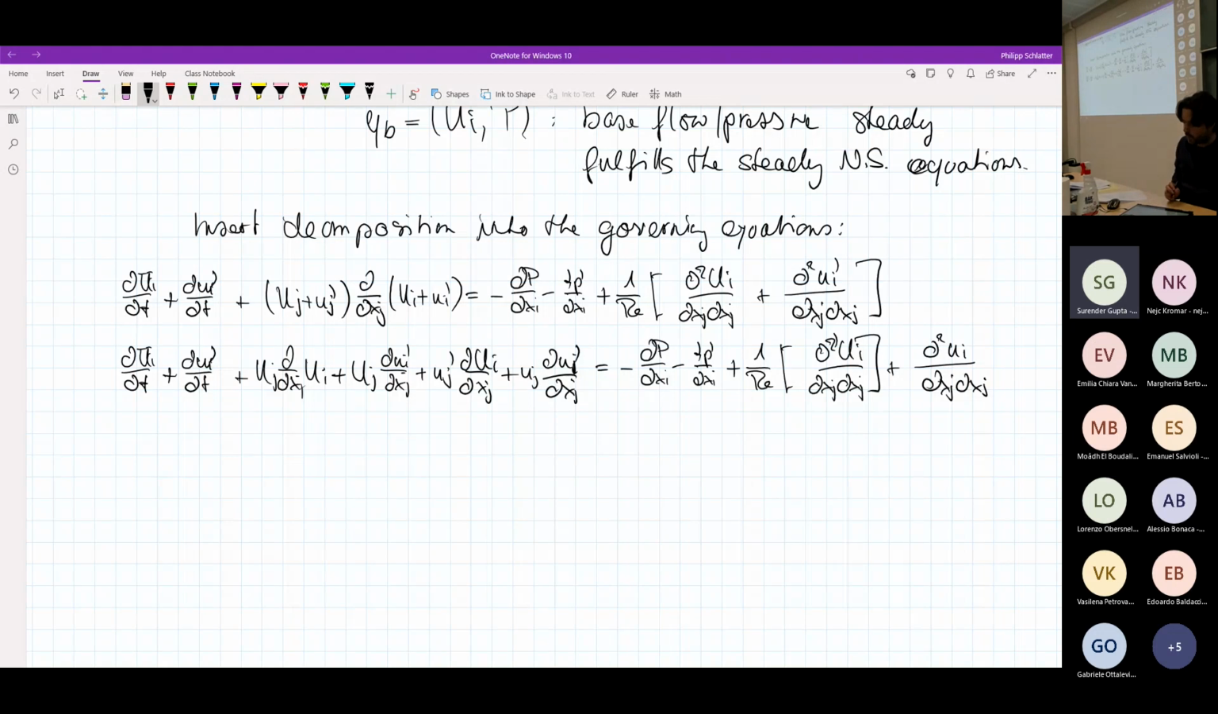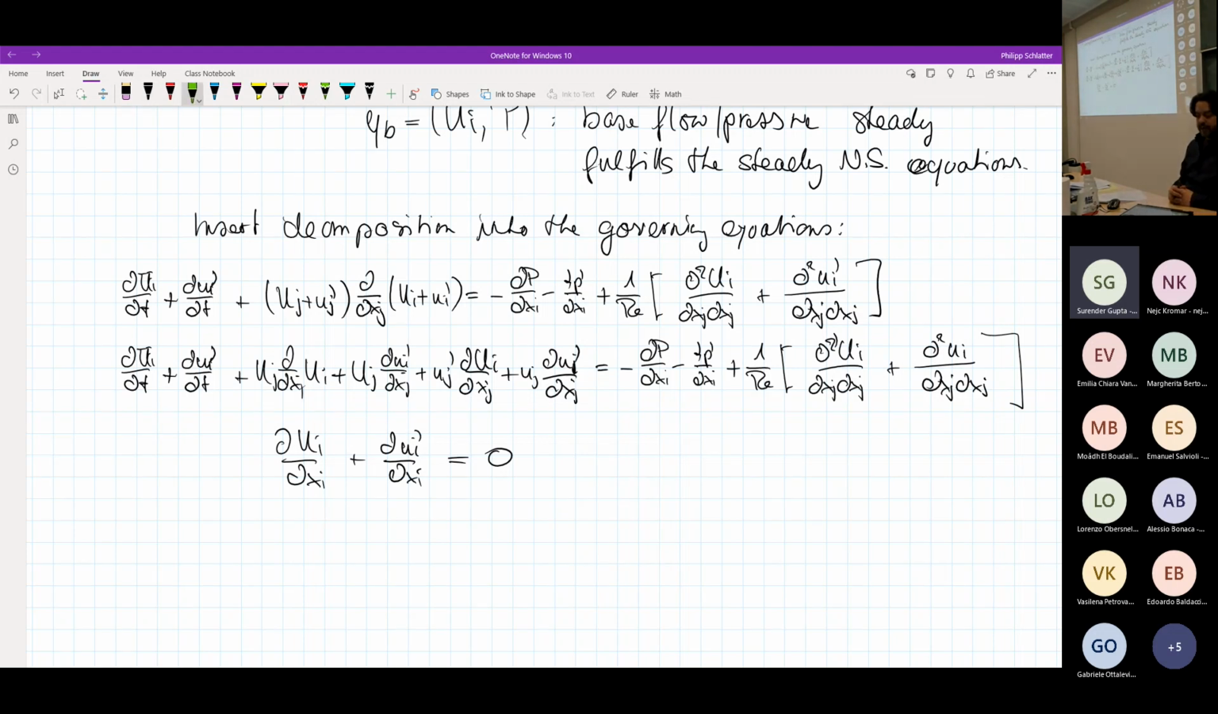Now, of course, this was just for the momentum equations. For the continuity equation, I can do the same thing. There I get dUi/dxi plus dUi prime/dxi is 0. So that's the continuity equation. Okay. So now let's take out... What happened here? Something is a bit weird down here. So, like this.